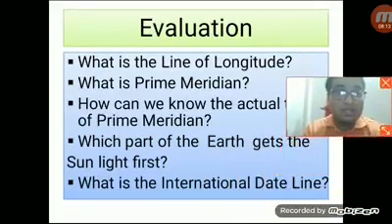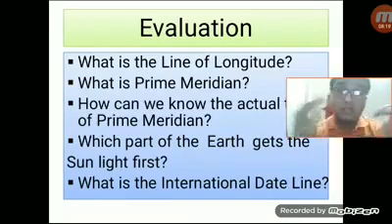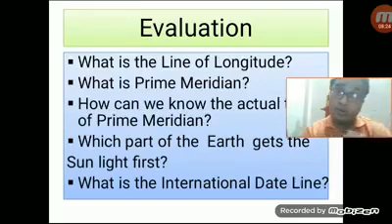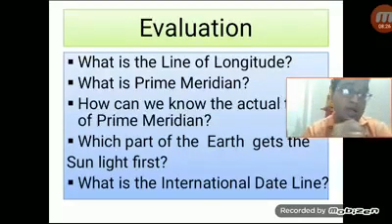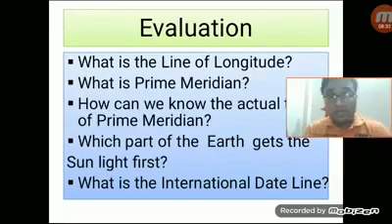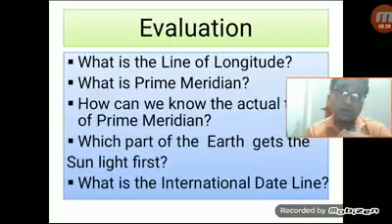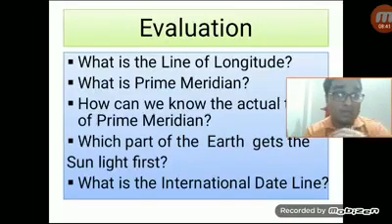Then what is the international dateline? Basically the international dateline is an internationally recognized line which goes over the water body from the north pole to the south pole, and this line is the 180 degree line. If we cross this line from the eastern part, 1 day will be deducted, and if we cross the international line from the western side, 1 day will be added. So that's all about the international dateline.